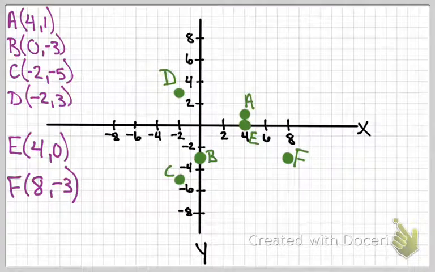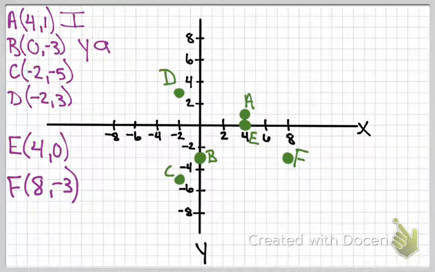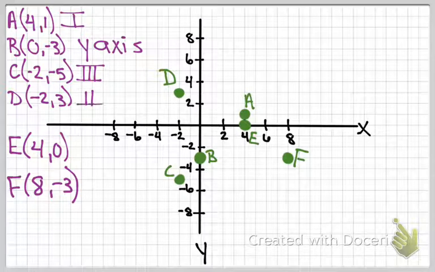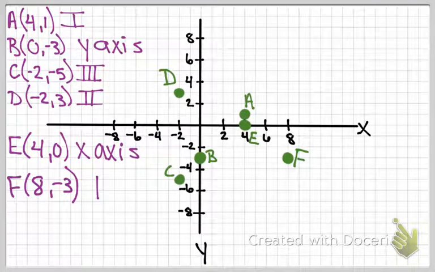Okay, so point A is what? 1. Point B? Y-axis. Point C? 3. Point D? 2. Point E? X-axis. And point F? 4. Quadrant 4. All right, very good. And if you understand that, that's everything you need to know for 1.8.